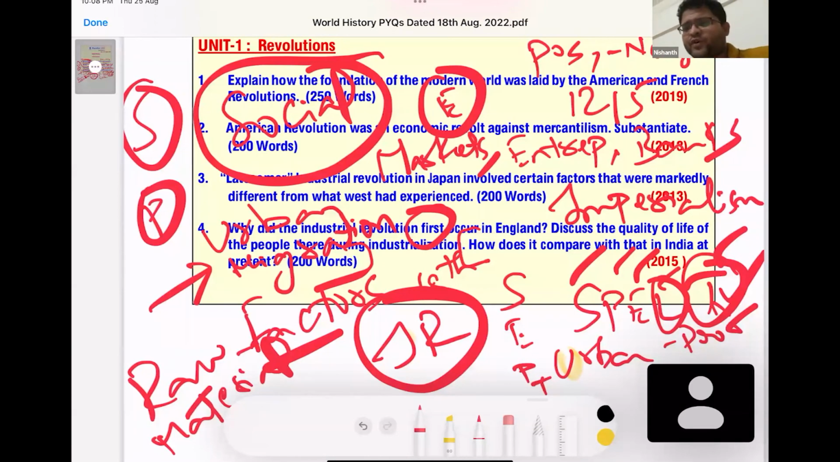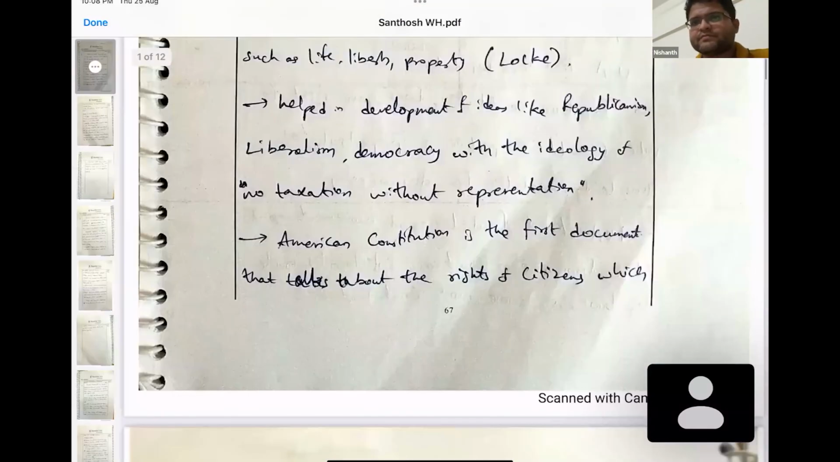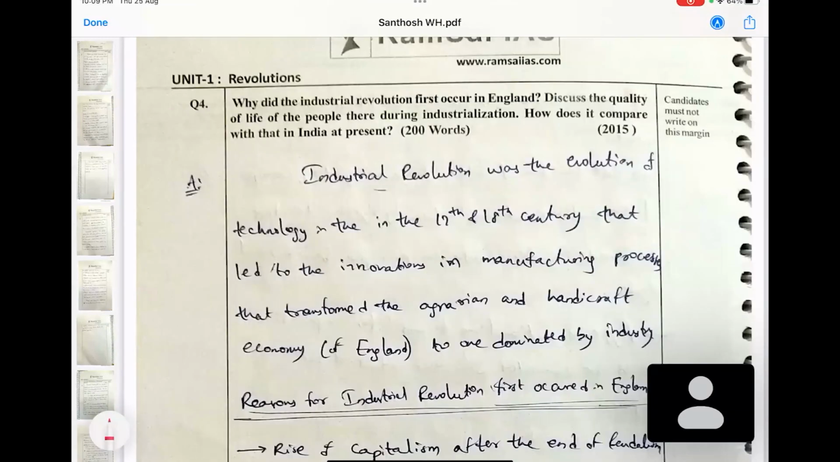Santosh, have you written the fourth answer? Yes, sir. Okay, I'll do your fourth answer and I'll do Soumya's fourth answer also. Is it clear? Fourth answer for everyone? Yes, sir.